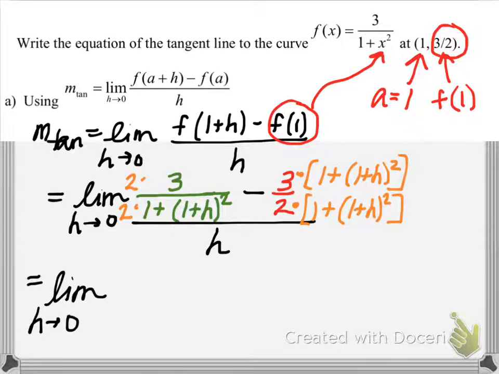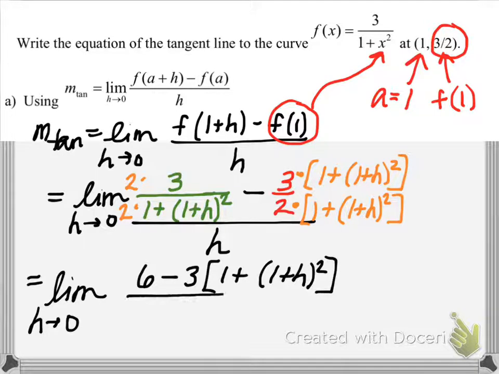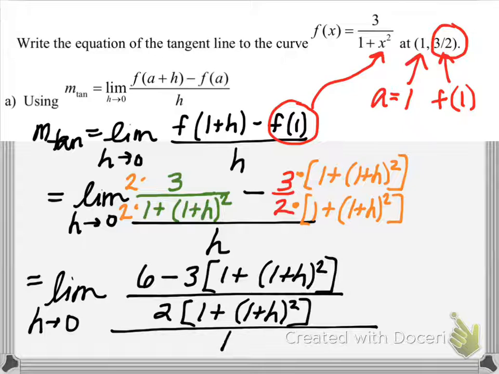So we still have the limit as h approaches 0. So 2 times 3 will give us 6, minus, and then I'm going to just go ahead and leave this as 3 times the quantity 1 plus the quantity 1 plus h squared. I'll do this algebra on the next step. All divided by our common denominator, which will be 2 times the quantity 1 plus h squared. And then this is all divided by h.